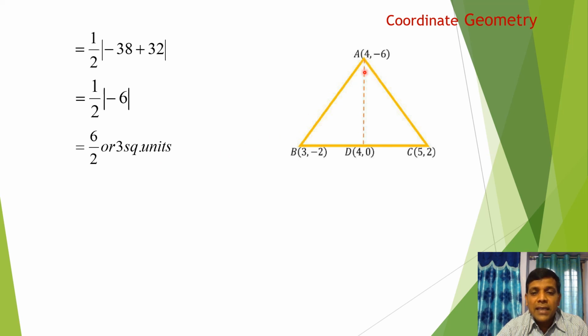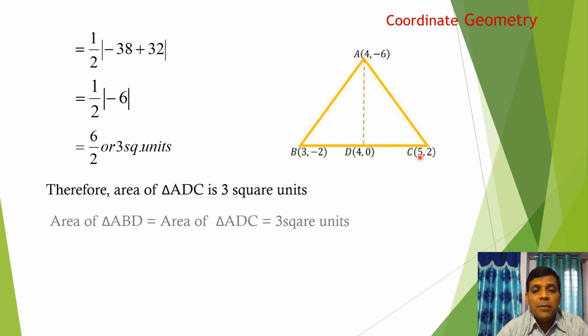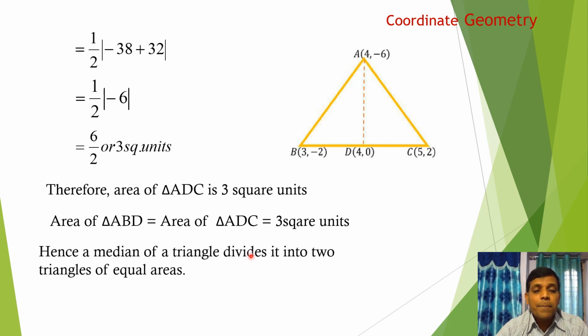Now the area of triangle ADC is also 3 square units. Now what do you observe? A median in a triangle divides the triangle into two equal areas. So write down the next step. Therefore, the area of triangle ADC is 3 square units and ABD is also 3 square units. Area of triangle ABD equals area of triangle ADC equals 3 square units. Hence, a median of a triangle divides it into two triangles of equal areas.